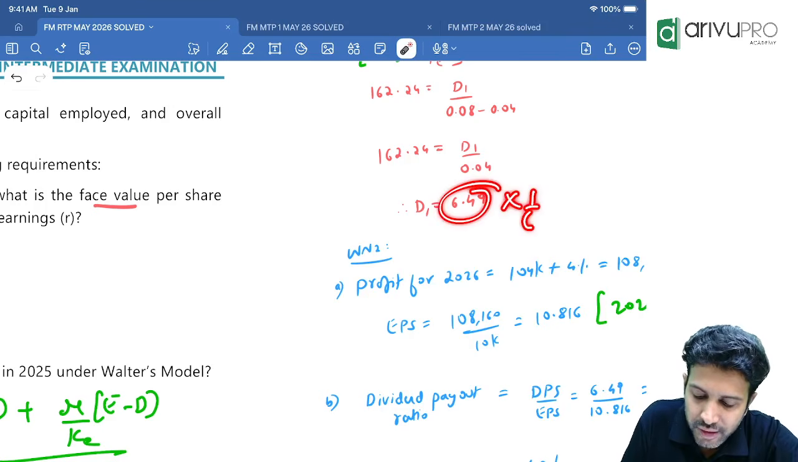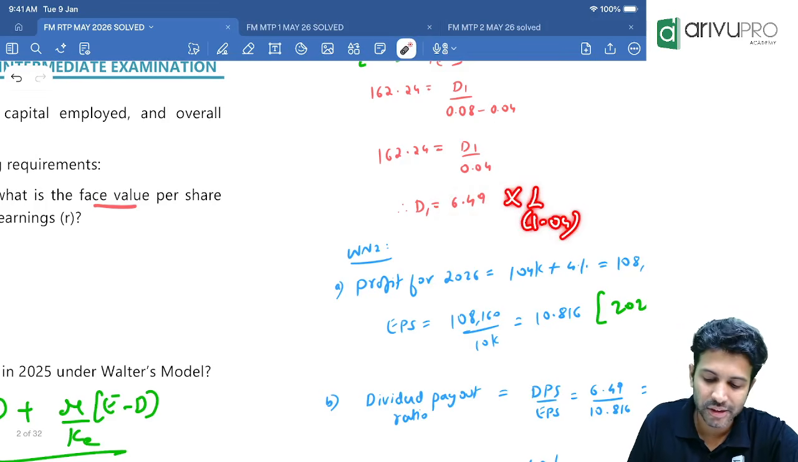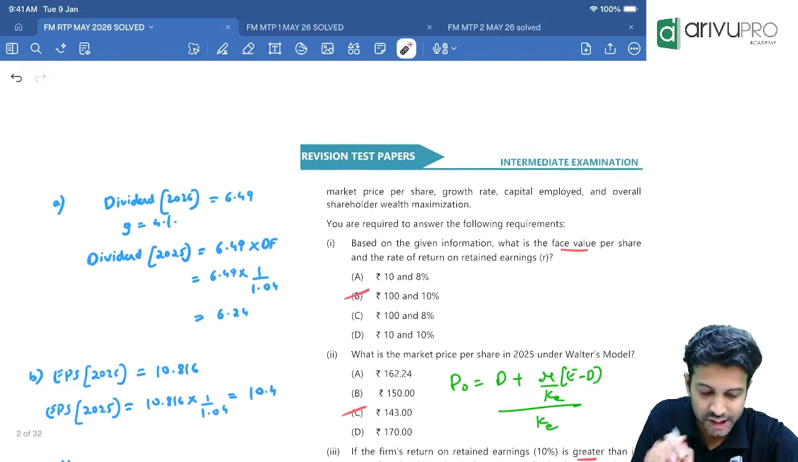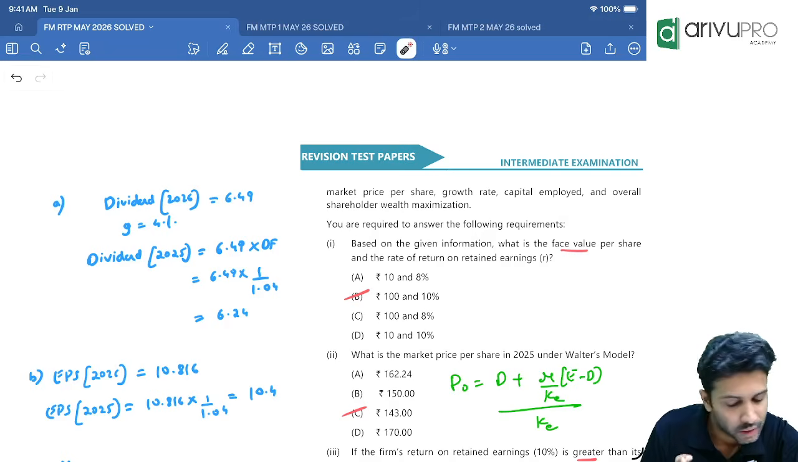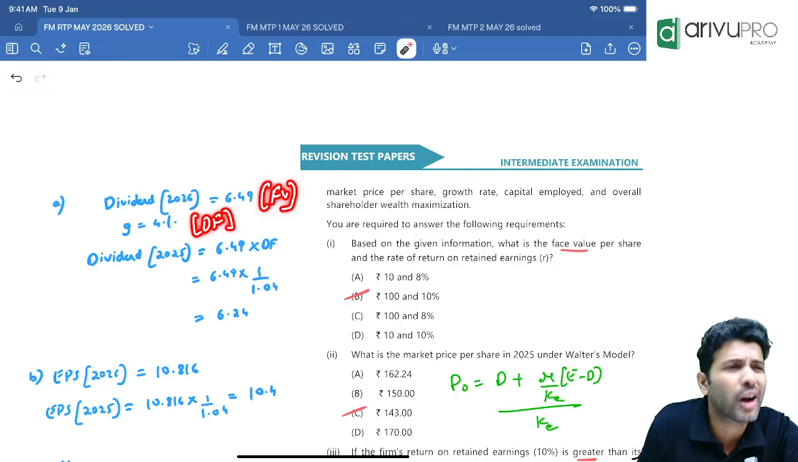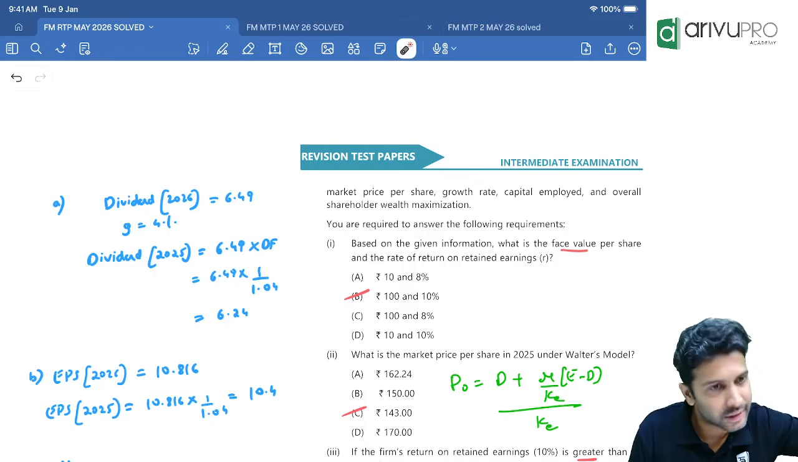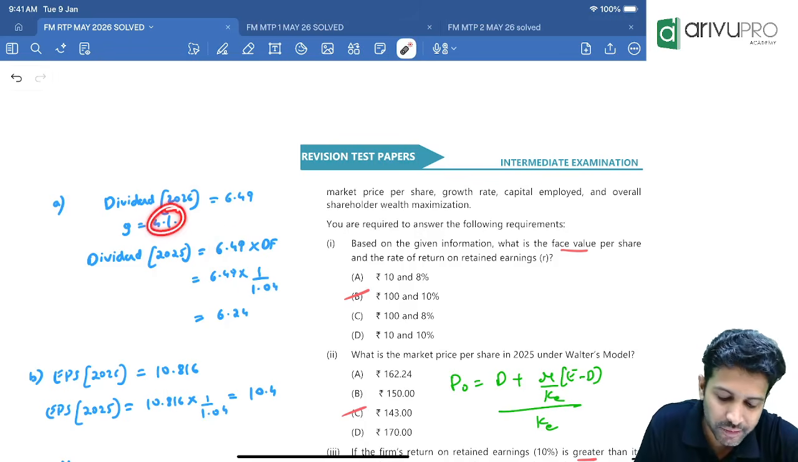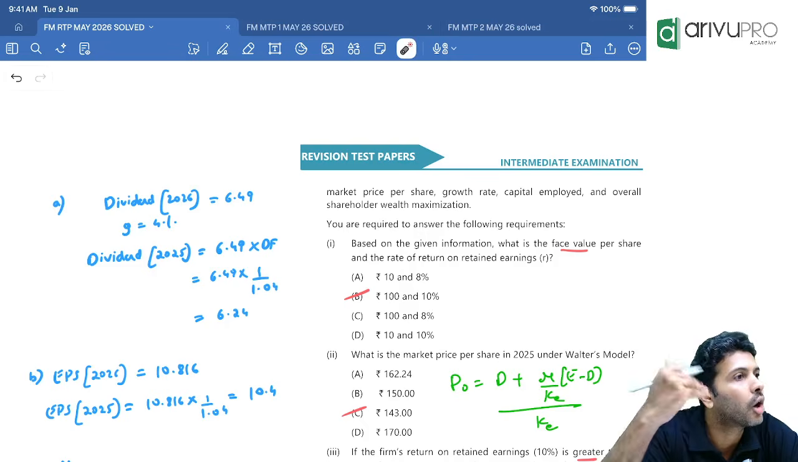Take this number and do 1 divided by 1.04. How much is that number? See, I've done it here; check the screen if you want. Dividend for 2026 is 6.49. Till here all of you good? What is the growth rate? 4%. That means we need the dividend for 2025, so 2026 becomes the future value, and the growth rate is the discount factor. How do you find present value? Future value multiplied by discount factor, like in NPV problems. This is your future value, the discount factor is 1 divided by 1.04. Multiply and you'll get 6 point how much? 6.24.